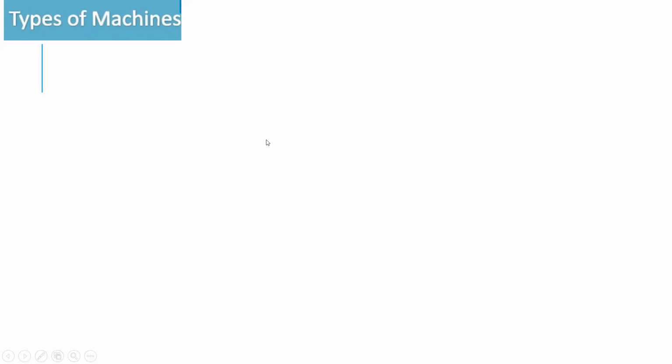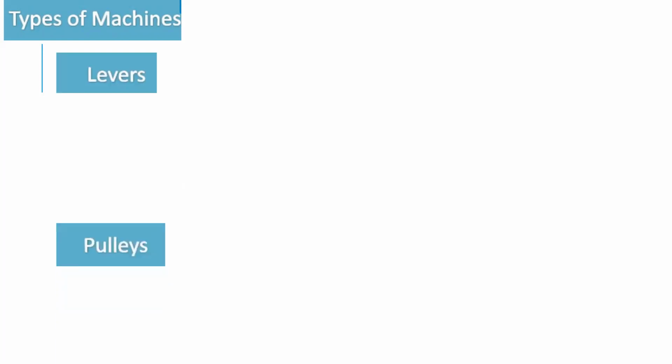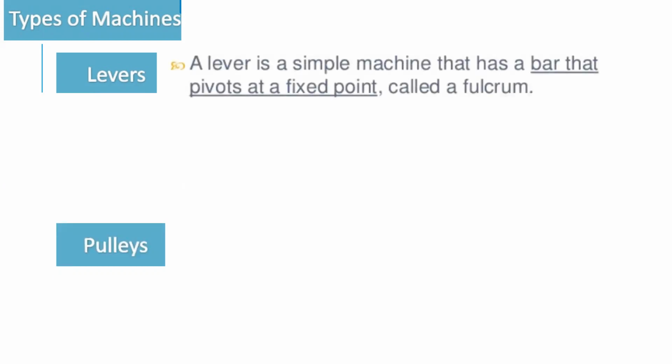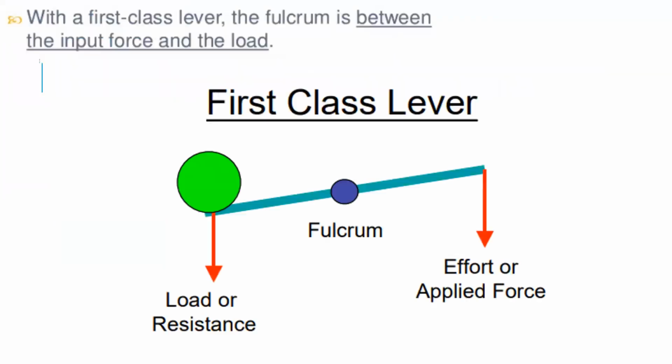Now let's go on to talk about the types of machines. We have 6 types of machines. Two of them will be included in your book: levers and pulleys. What are the levers? The lever is a simple machine that has a bar that pivots at a fixed point called a fulcrum. Let's see what the levers are here.